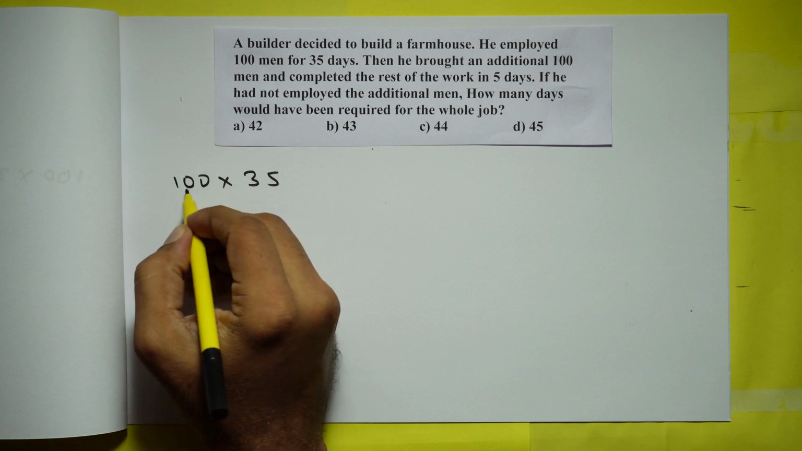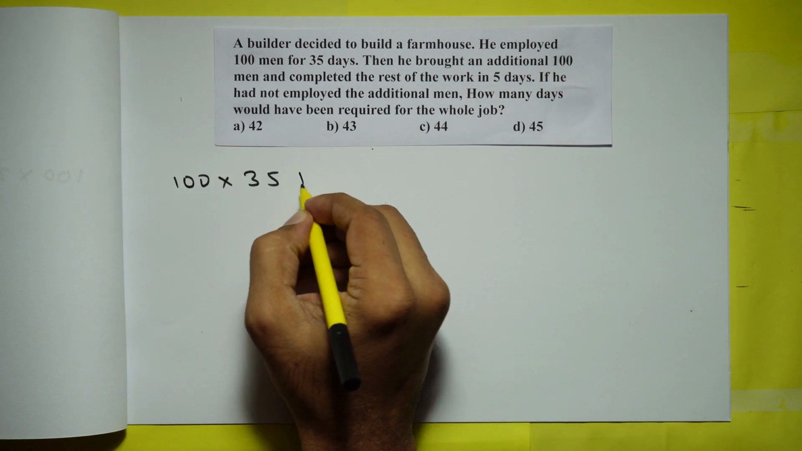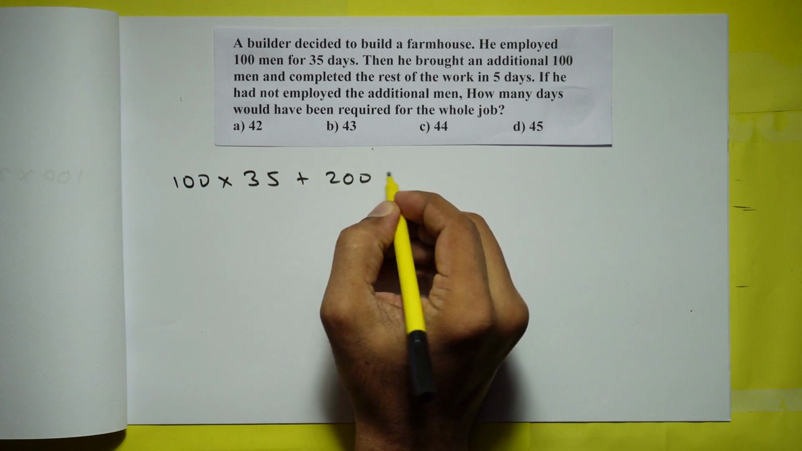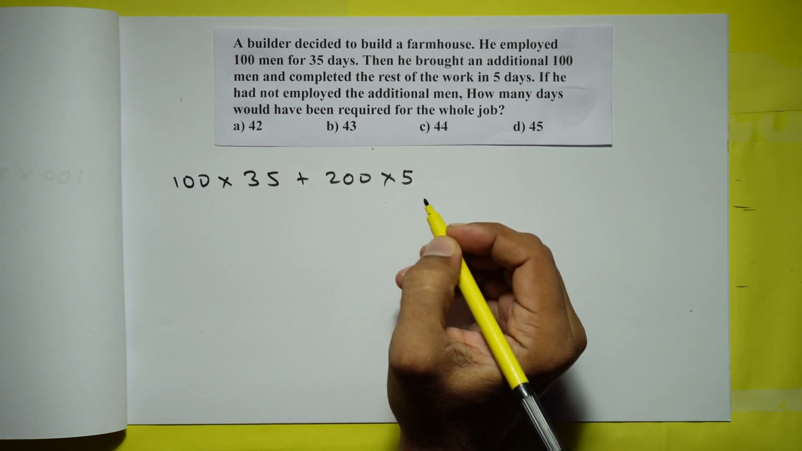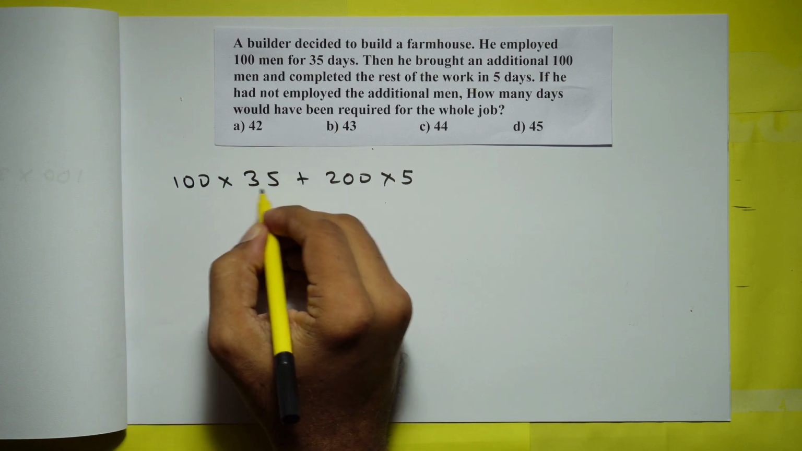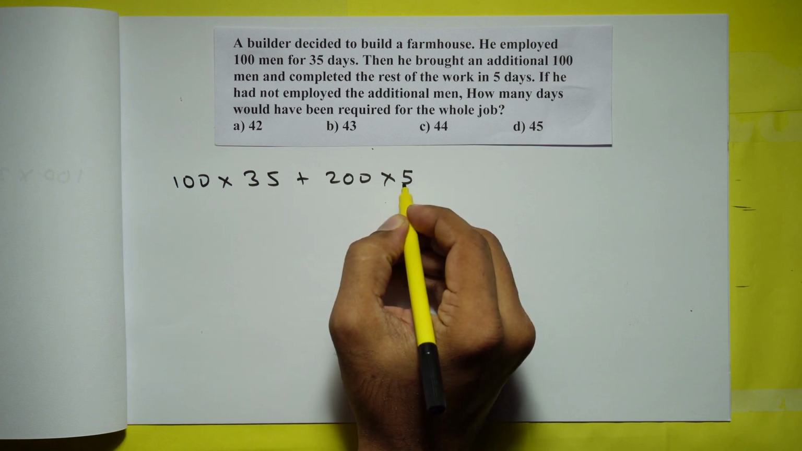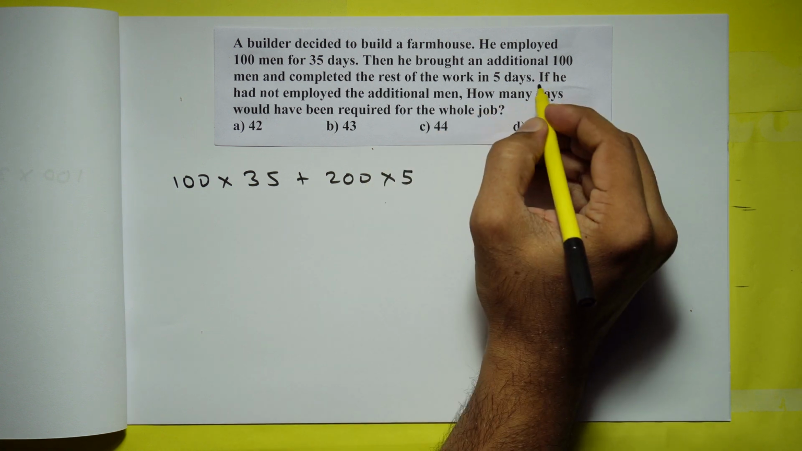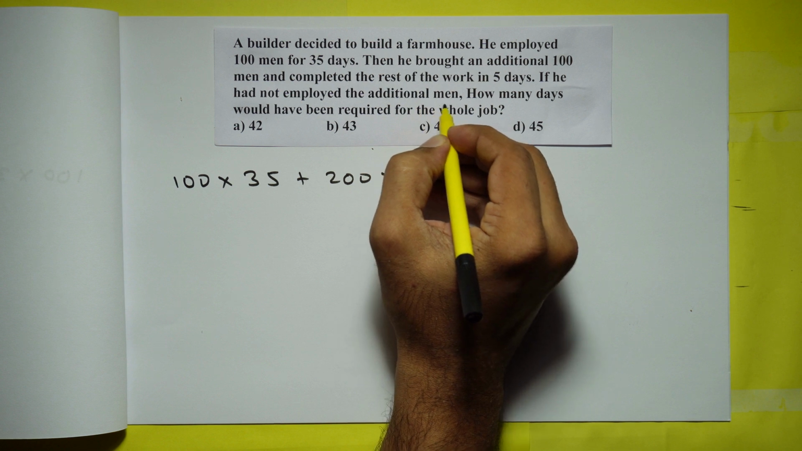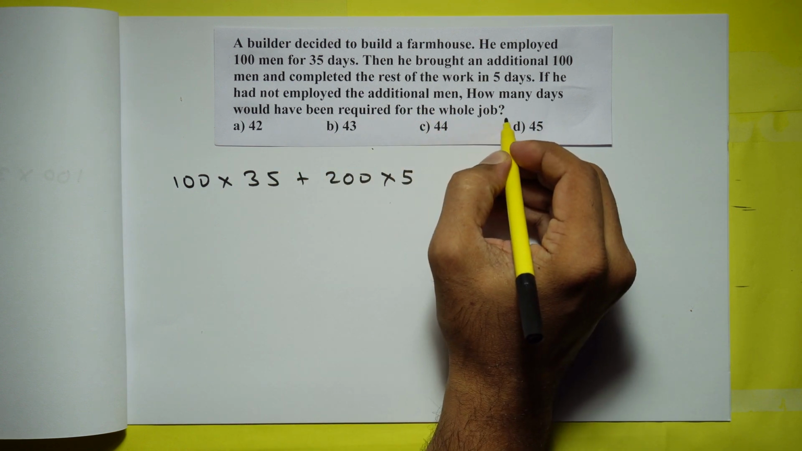So this 100 is already there and another 100 were brought in. So 100 plus 100, now there are 200 people and they work for 5 days. So this is the whole work. Initially 100 men working for 35 days, then an additional 100 men, so 200 men working for 5 days. If he had not employed the additional men, how many days would have been required for the whole job?